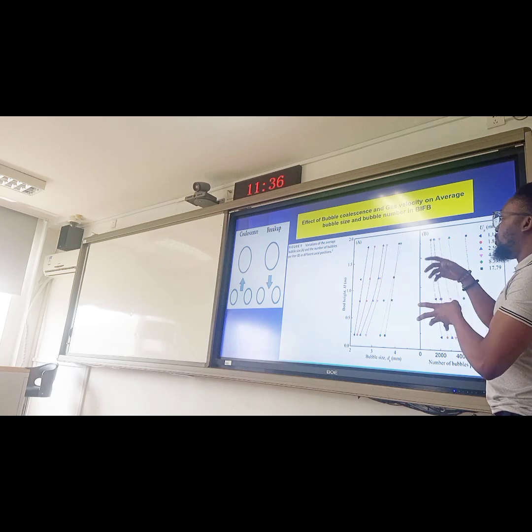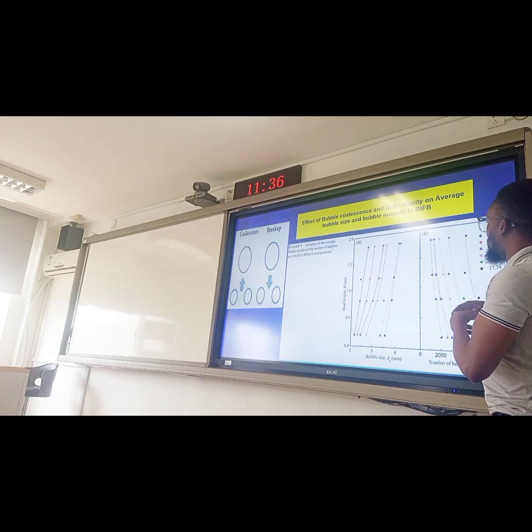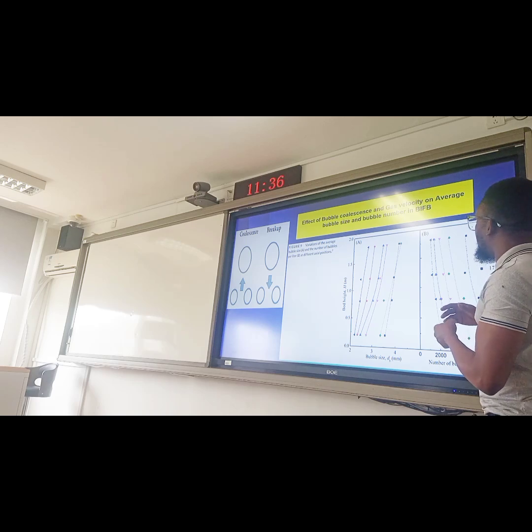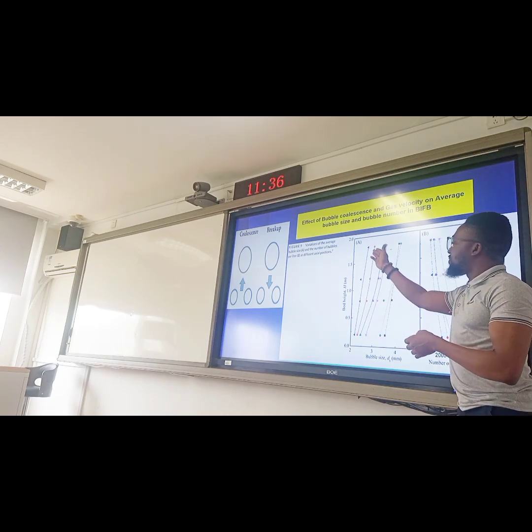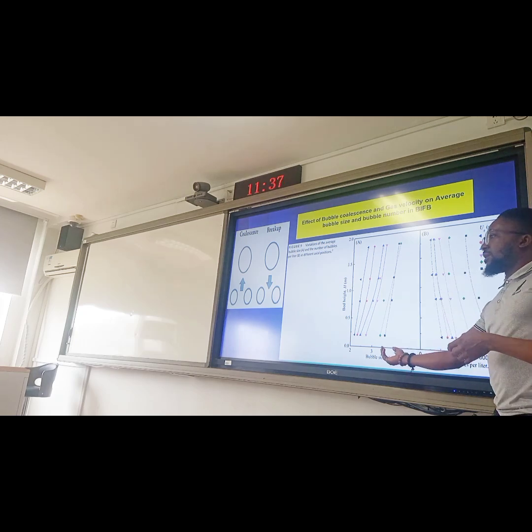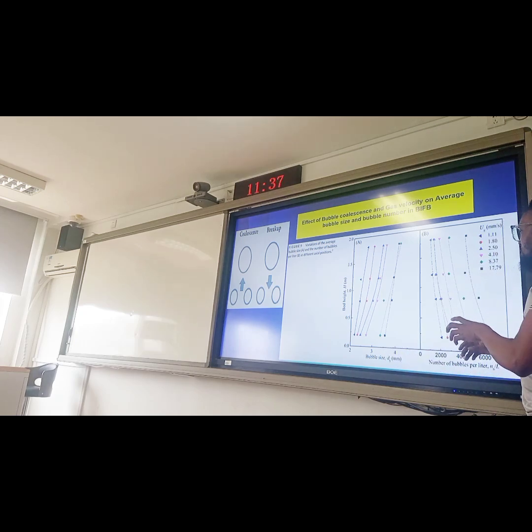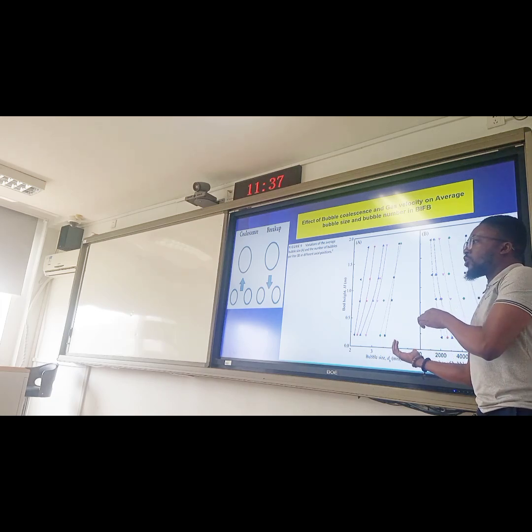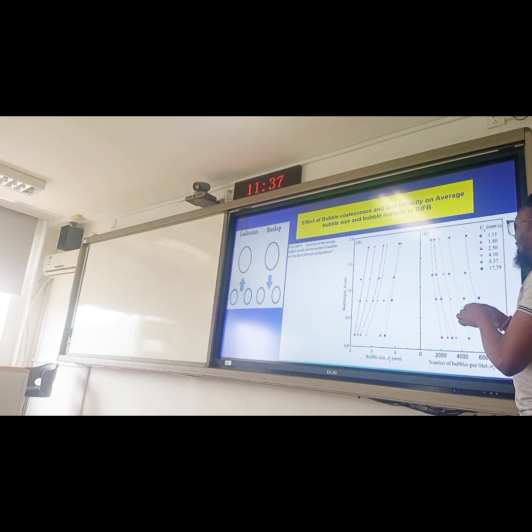In terms of the gas velocity, we can see here that at a very low gas velocity, there tends to be an increase in the bubble size. The major reason behind that is that as the gas velocity increases, the bubble size also increases. And there is also another reason for this effect of the gas velocity.